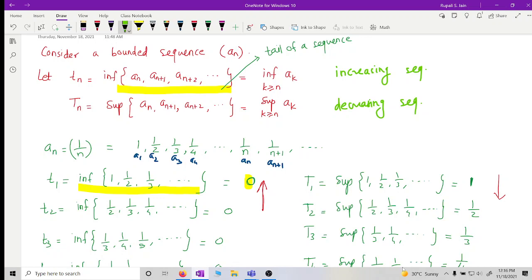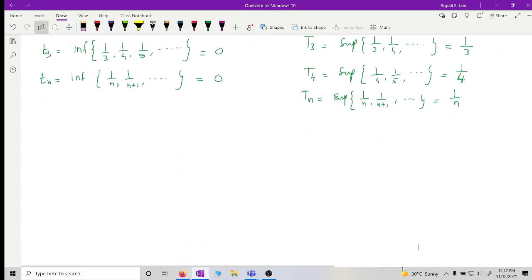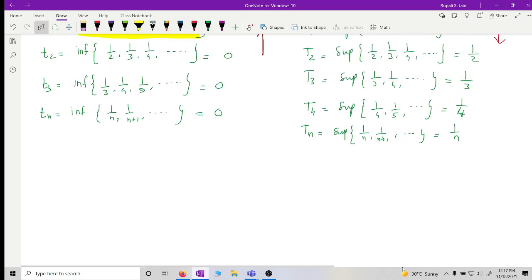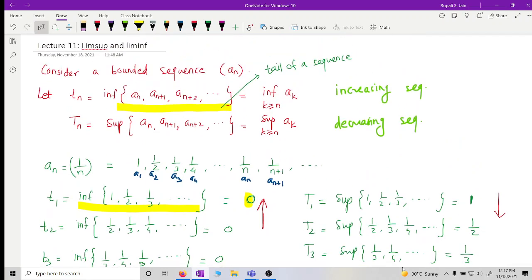Okay. Now we define limsup and liminf with the help of small tn and capital Tn. So if it is an increasing sequence and a bounded sequence also, these are all bounded sequences, because our original sequence is a bounded sequence. So small tn and capital Tn will also be bounded sequences.